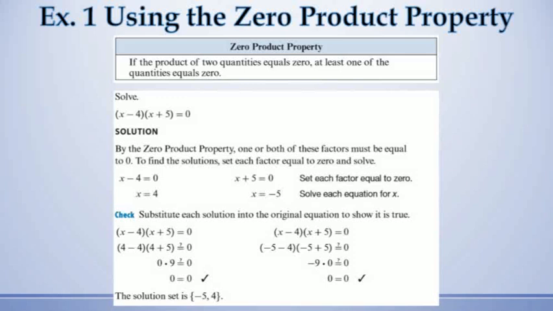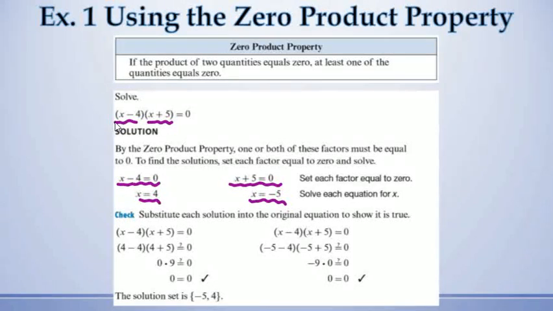So here they give you two binomials, x minus 4 and x plus 5. They're asking you what possible x values can you have that will make this equation equal to zero. And so here you can see they made both binomials equal to zero. So x minus 4 equals 0 and x plus 5 equals 0. And then they solve for x. So x here can equal 4, and here x can equal a negative 5.